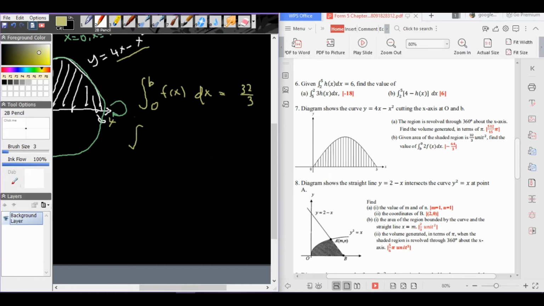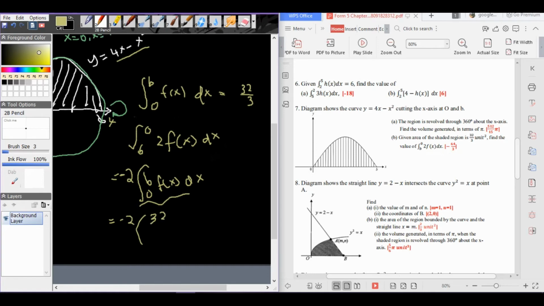You have to find the value of integrate b to 0, 2f(x) dx. Okay, 2 is a constant, so we leave it outside. And b to 0, we can change it to 0 to b, but we have to put negative. 0 to b f(x) dx. So you will have negative 2, and this is equal to 32 over 3. So negative 2 times 32 over 3 equals to negative 64 over 3.